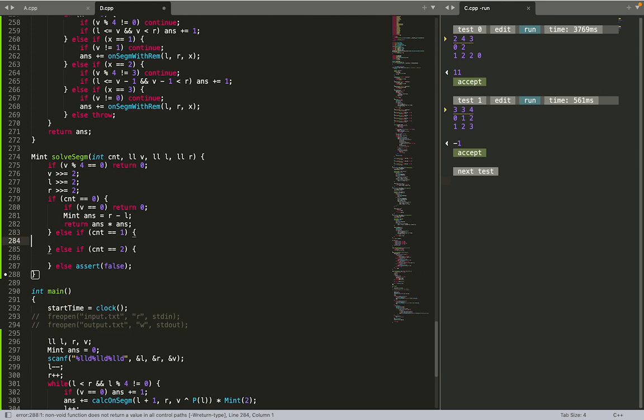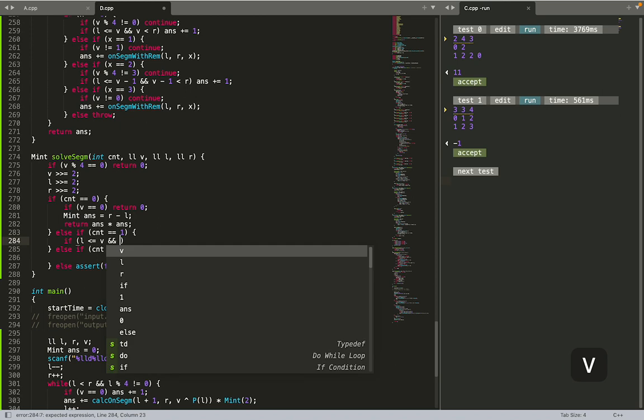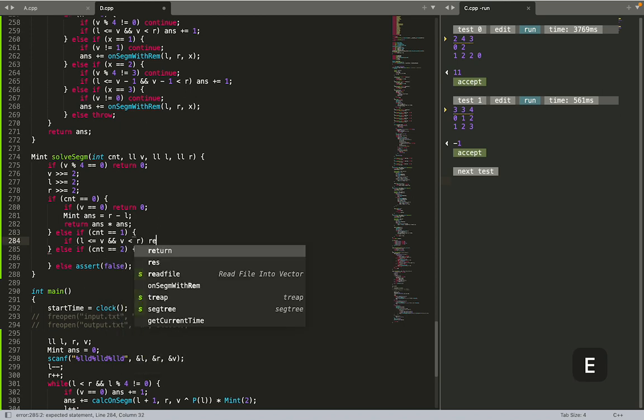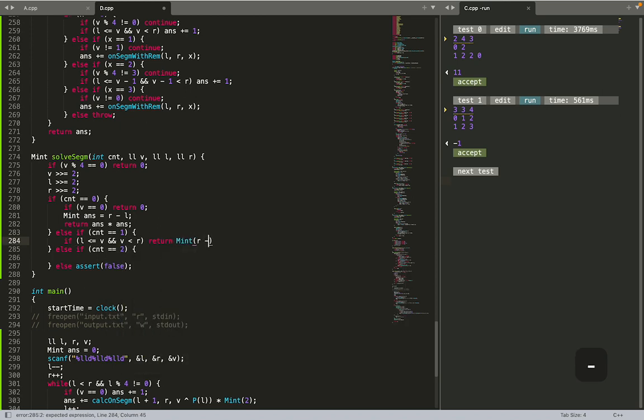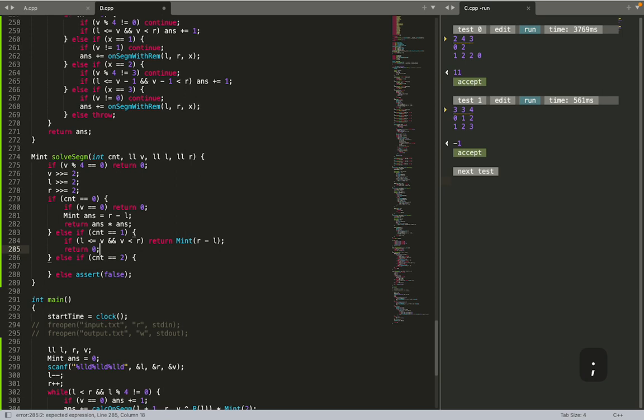Here I'm choosing one number, the other one is 0, so the number I choose should be equal to v, so v should be on this segment. And this case is the worst one.